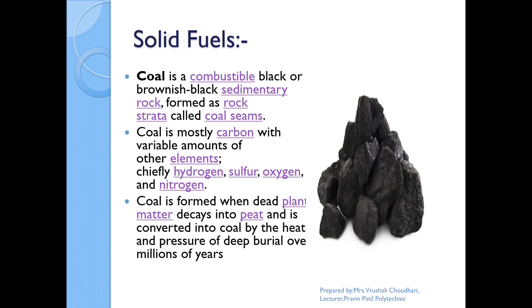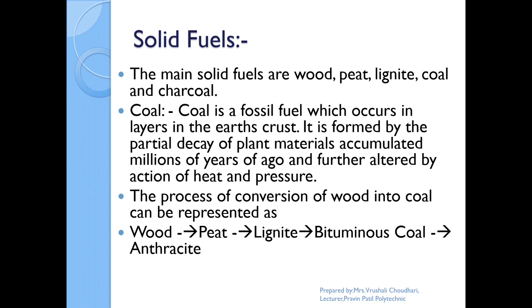Coal is formed when dead plant matter decays into peat and is converted into coal by heat and pressure through deep burial over millions of years. Initially it is a wooden piece, and due to temperature and pressure changes, it converts into coal. The main solid fuels are wood, peat, lignite, coal and charcoal.